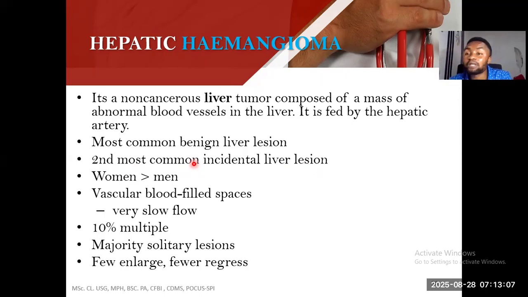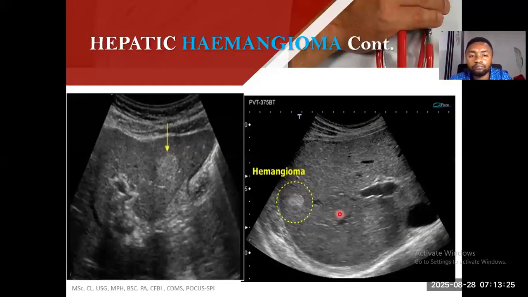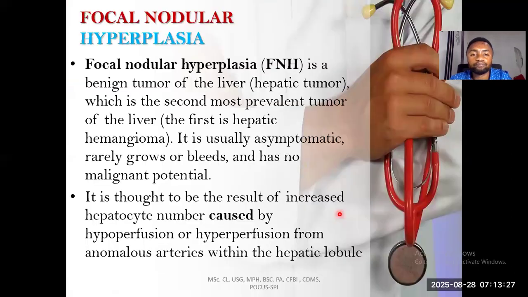The second most common is focal nodular hyperplasia. But when you see incidental, incidental means that it doesn't cause any symptom. You are going for screening, and we see it. So hepatic hemangioma is second, but focal nodular hyperplasia is first, the incidental. And it doesn't bleed, as compared to the hepatic hemangioma that can rupture. It has no malignant potential, meaning it cannot change itself to cancer.